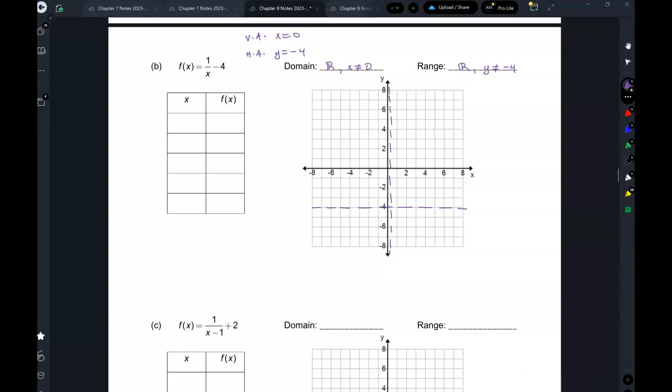So what numbers am I going to plug in? Well, my vertical asymptote is x equals 0. You look at the vertical asymptote because you want to plug in x values. So we're going to go negative 1 and 1, one on the left side, one on the right side. When x is negative 1, this is negative 1 minus 4, negative 5. And for 1, 1 minus 4, negative 3.